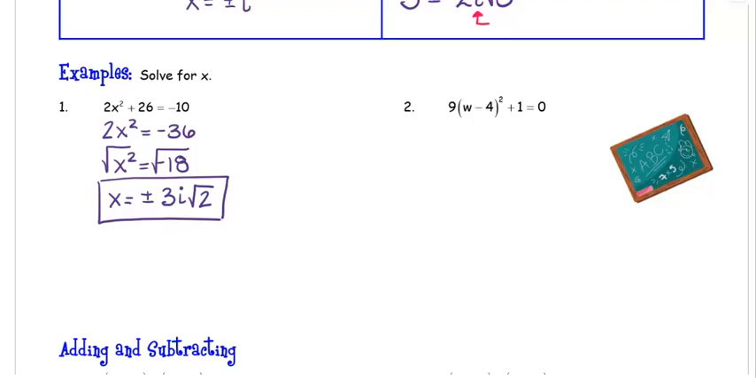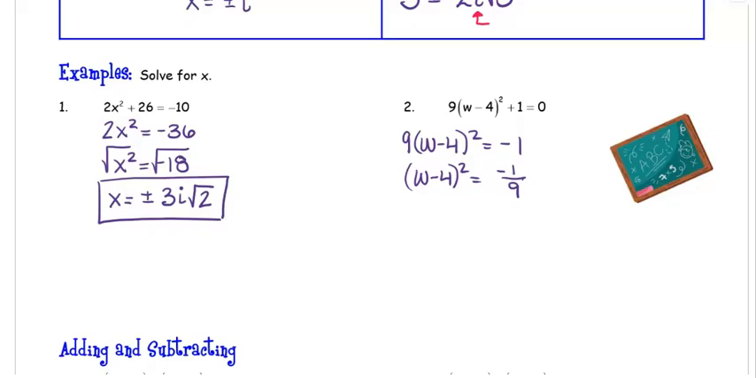All right, let's take a look at number 2. Again, I want to isolate that squared term. So I'm going to see that this is 9 times (w minus 4) squared is equal to -1. And then I can divide both sides by 9. That's going to give me (w minus 4) squared is equal to -1/9.